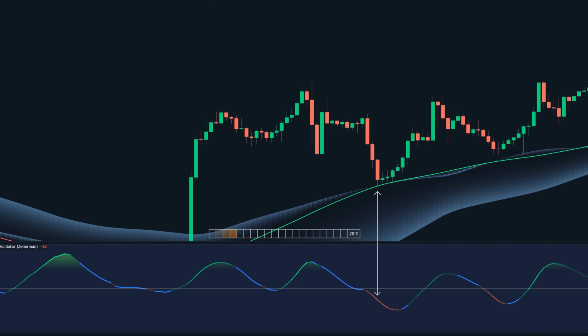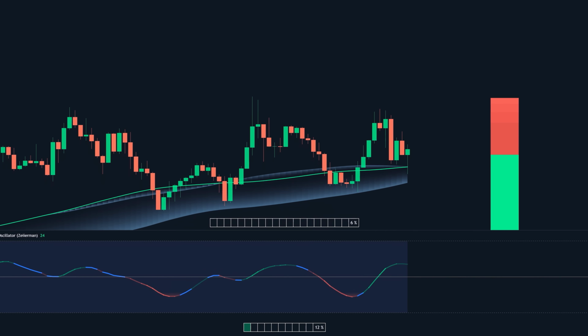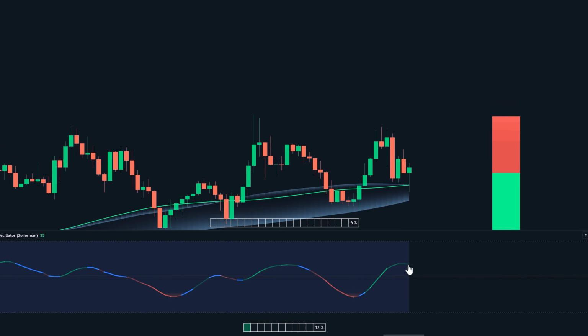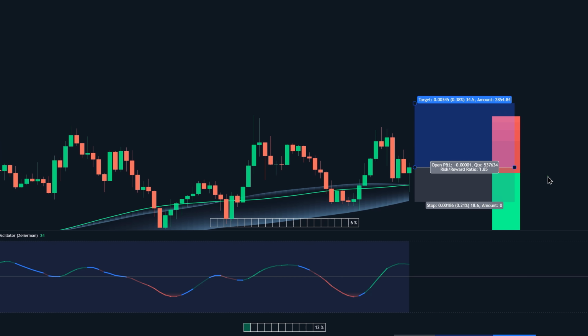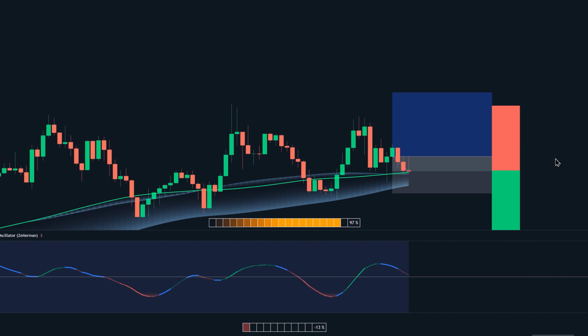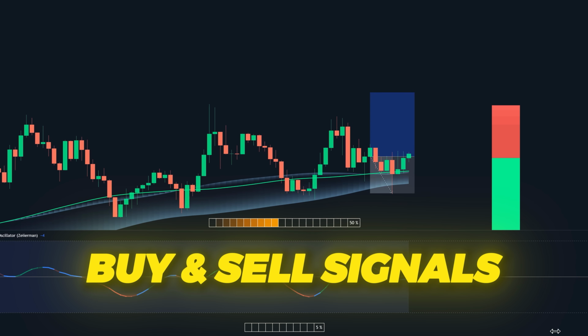Now here is another trade where all the conditions were met. You can see we had a pullback which was confirmed by this oscillator being under the zero line, and it was a profitable trade. But as soon as one of the conditions is not met, like in this trade, chances are that this trade is not gonna be profitable. In this video, we're gonna go over what these two indicators are and how we can combine the two to generate super accurate buy and sell signals.